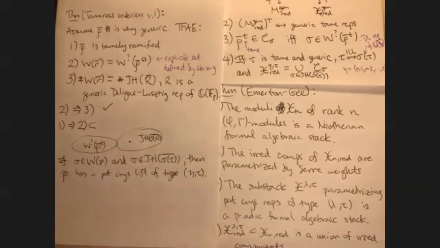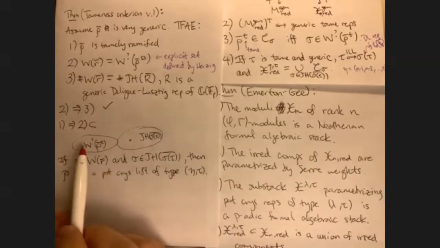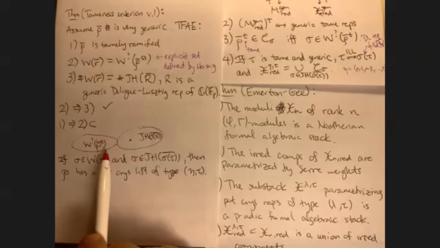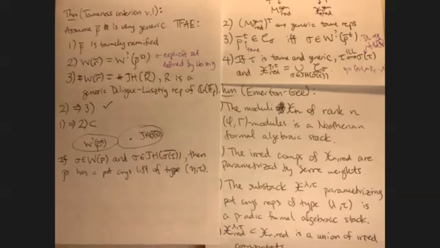And that means that rho bar won't have a lift of type eta tau, which means that sigma can't be in W bar bar. Okay. So I've reduced proving this to some kind of combinatorial problem of finding a good type like this. And these things have combinatorial descriptions, and so you can actually solve this. So that's this implication. Okay.